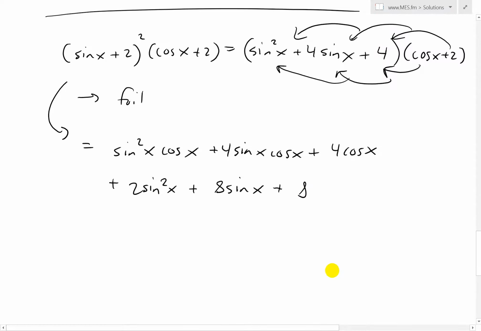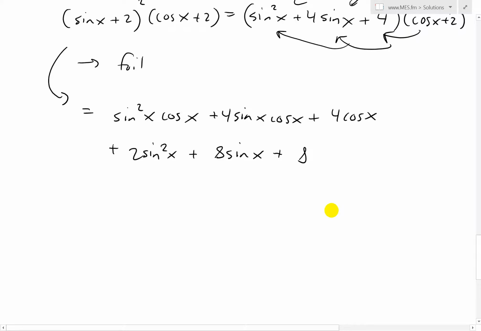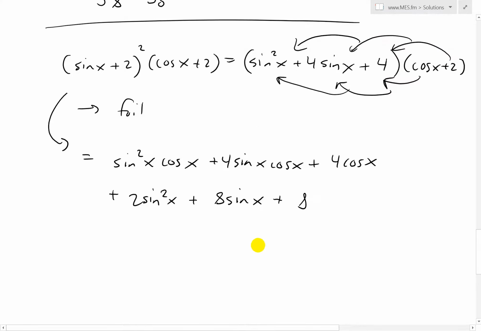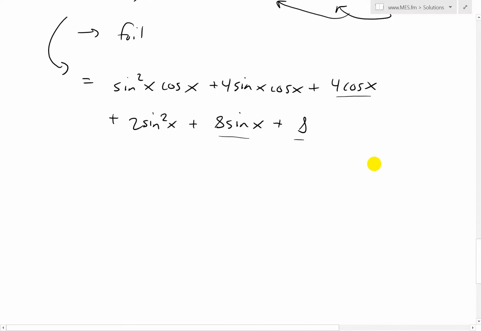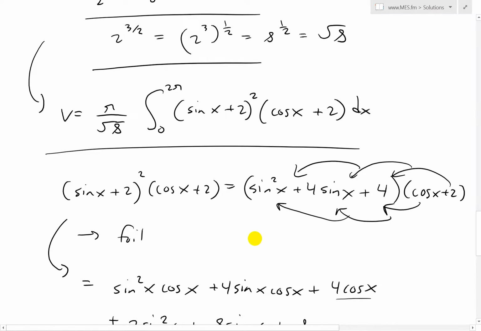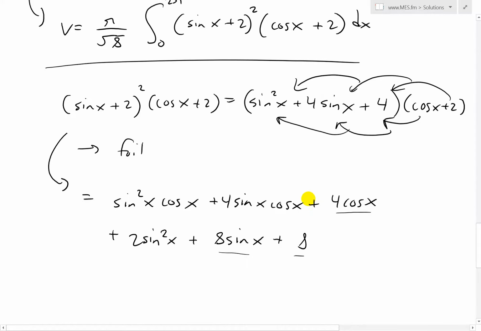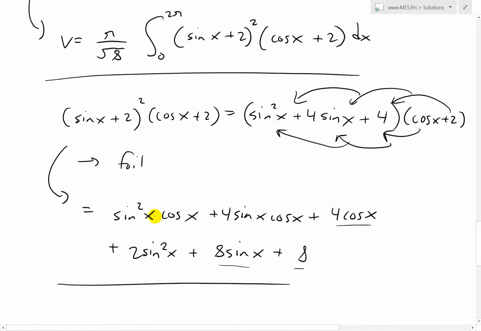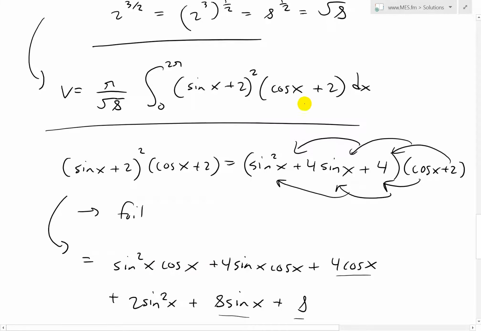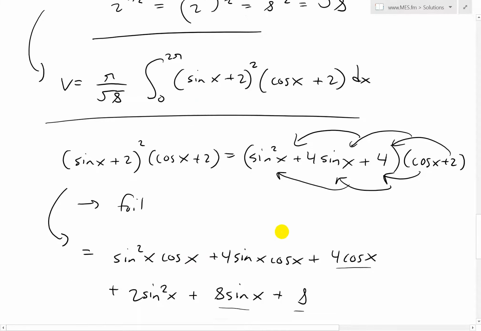So now that we've FOILed it out to something like this, what we're going to do is separate the ones that are difficult to integrate by themselves, and put the ones that you can integrate fairly easily together. So this 8 sine of x and 8, those are pretty straightforward to solve. So what I'm going to do is write this out as just the volume, because remember this FOILed out is just this inside integrand bracket. So these two brackets all FOILed out.